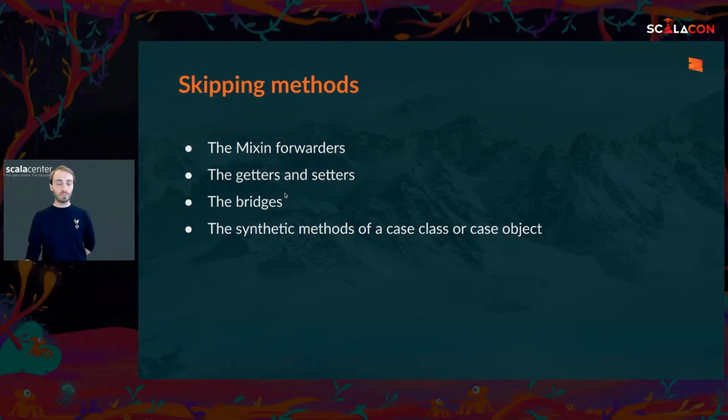We also want to filter the bridges, which I don't have time to explain, but those are also low level implementation details. And then maybe we also want to skip all the synthetic methods, so methods that are generated by the compiler in the case class or case objects.